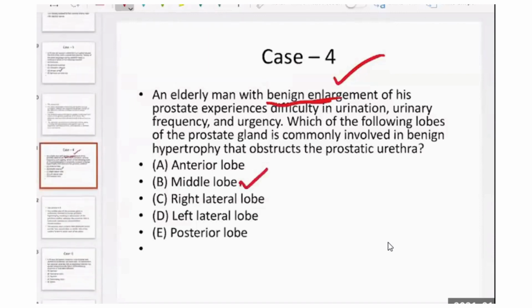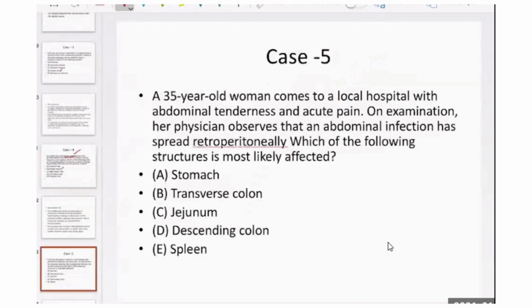A 35-year-old man comes to the local hospital with abdominal tenderness and acute pain. On examination, a physician observes that an abdominal infection has spread retroperitoneally. Which of the following structures is mostly infected? The physician observes that the infection is in the retroperitoneum.